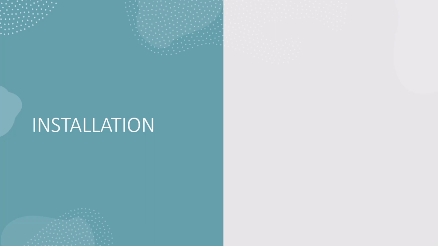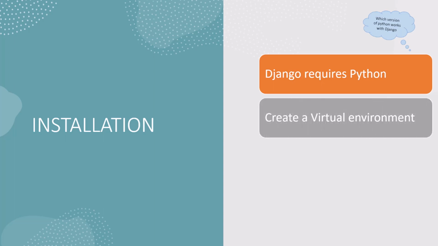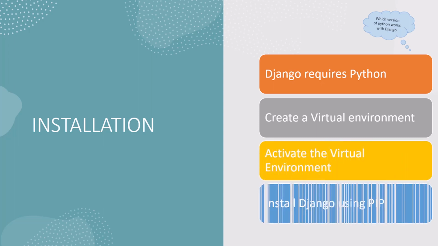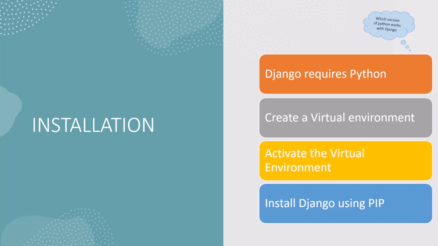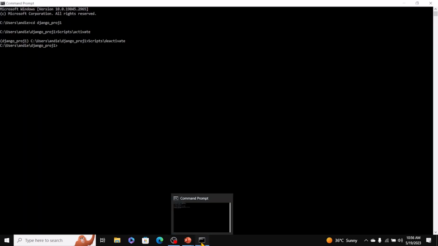Now let's get to the installation of Django. Just to recap, before we install Django, we need to install Python. Which version of Python? Like I said, any version 3.8 or later is fine, or else you need to reinstall Python. Then we need to create a virtual environment, which we did. We need to activate the virtual environment, and then we can install Django using pip, the package installation manager for Python. So going back to the command prompt, make sure our virtual environment is active.